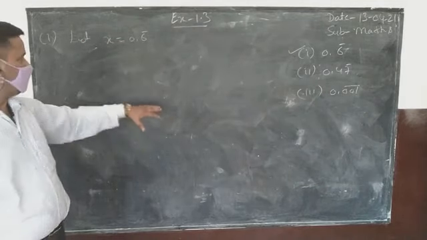0.47 bar. The bar is only on the 7 here, not on the 4. 43 upon 90. This is your answer. So this is the decimal form of 0.47 bar, which is 43 upon 90. This is your final answer.